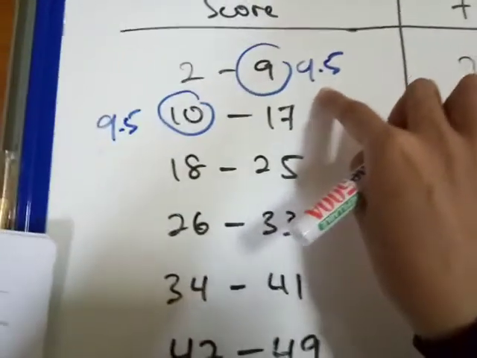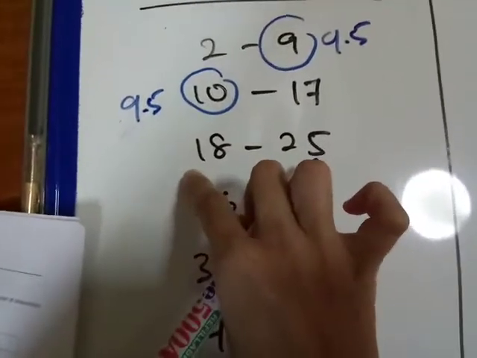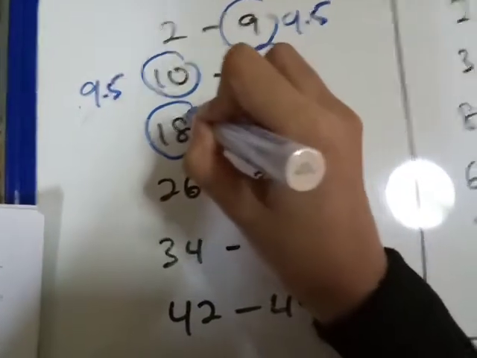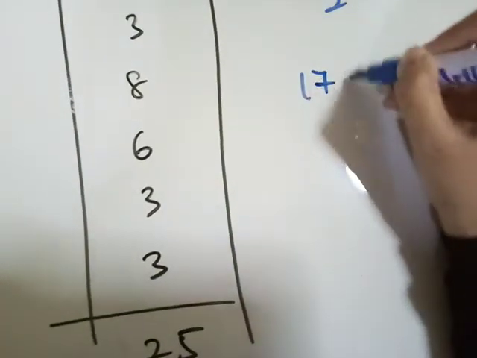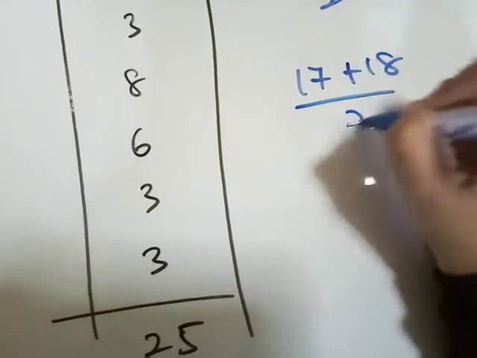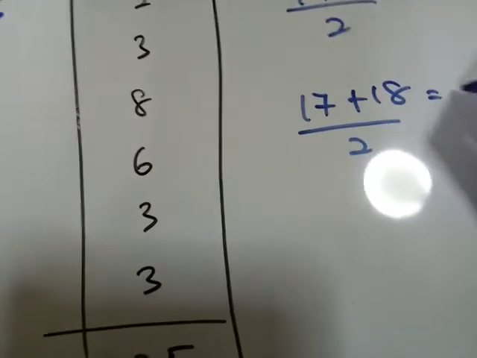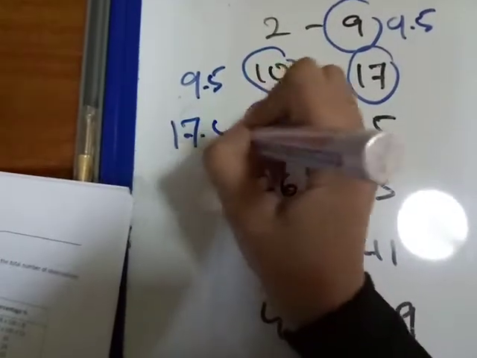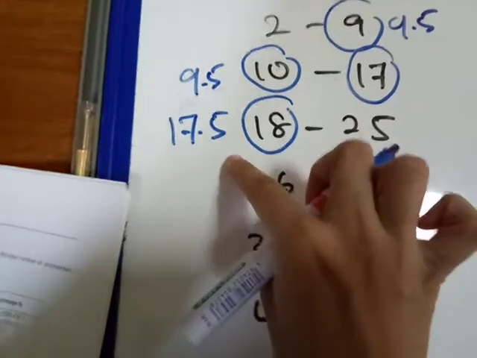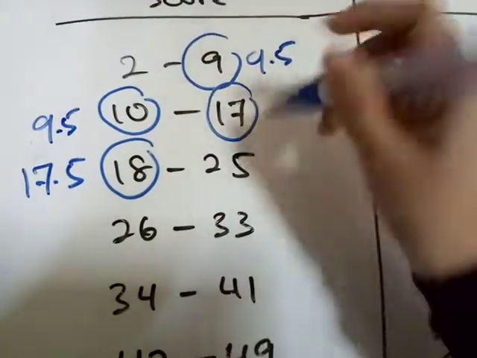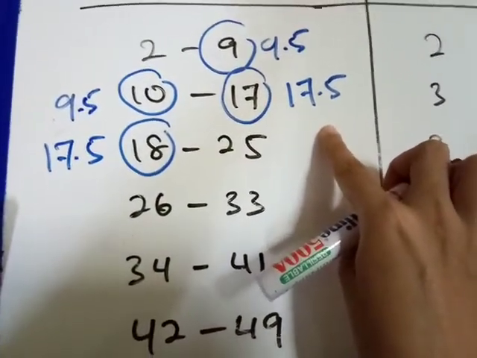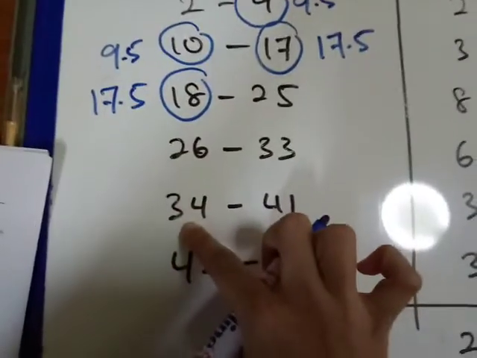Okay, so how we want to find the lower boundary for the third class? For the third class, which is 17 plus 18 divide 2. So how do you get? Which is 17.5. So 17.5 is the lower boundary for the third class, but also upper boundary for the second class. Okay, boleh faham lah? Sama juga konsep yang third class, fourth class ni juga.